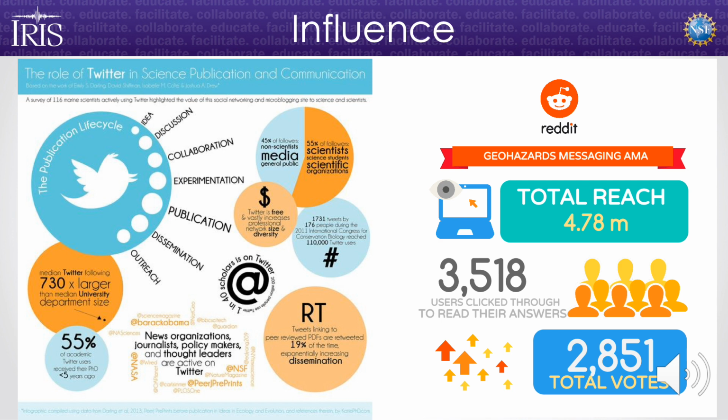So there may not be someone who does what you do in your university. There probably will be on Twitter. You can find them, talk to them, collaborate with them. Retweets: tweets linked to peer-reviewed PDFs are retweeted 19% of the time, which increases their dissemination and can actually increase the amount of attention that a paper gets, thereby increasing your citations.